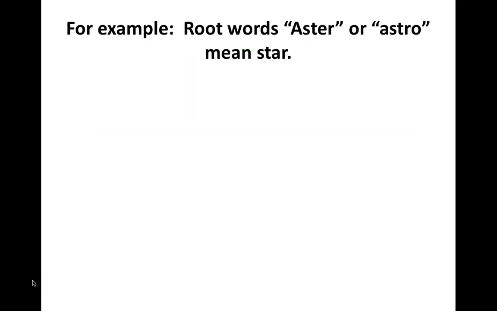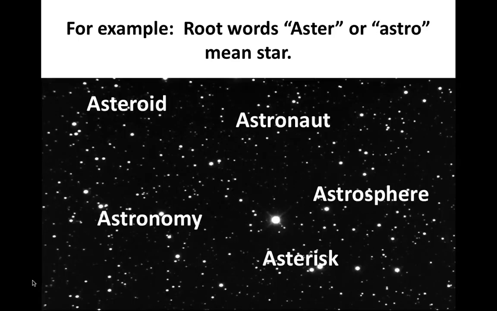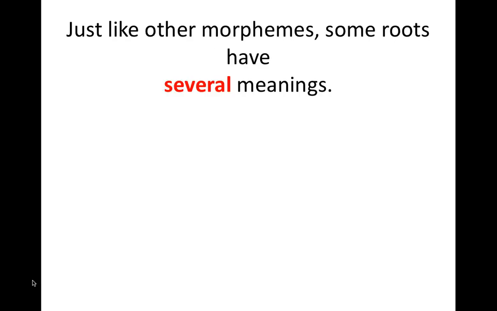The root aster means star, but the root astro also means star. Sometimes you will find more than one root that means the same thing. And if you look at all of these words that have either aster or astro in them, you will see that they are words that all relate to stars. The words get their main meaning from the root. Just like other morphemes, some roots have several meanings.